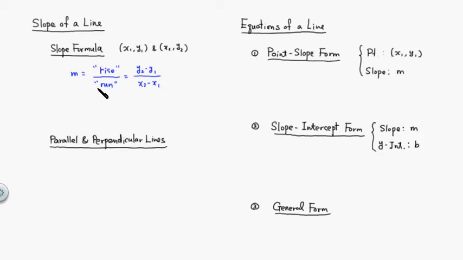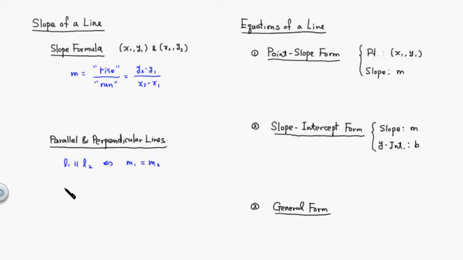Then we can talk about parallel lines and perpendicular lines in terms of slopes. Let's say you have two lines, L1 is parallel to L2. Then what can you say about the corresponding slopes? The slope of L1, let's say m1, and the slope of L2 would be m2. If two lines are parallel, their slopes are equal to each other.